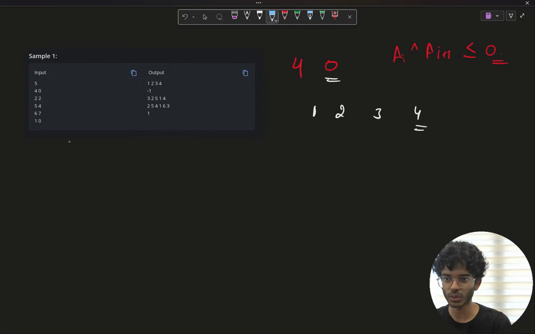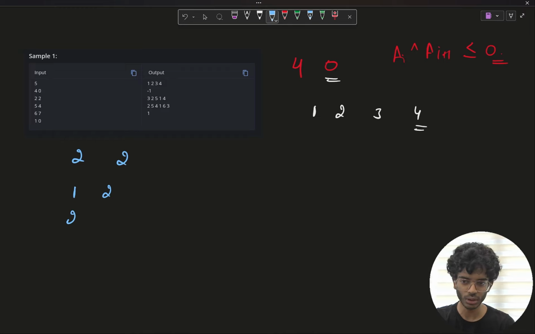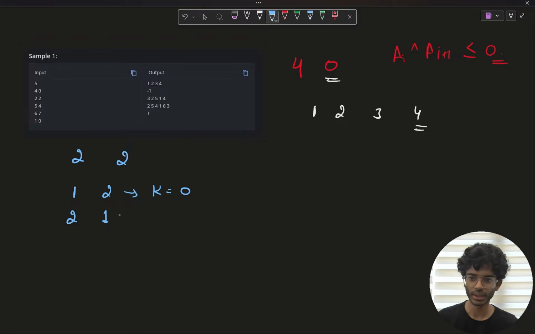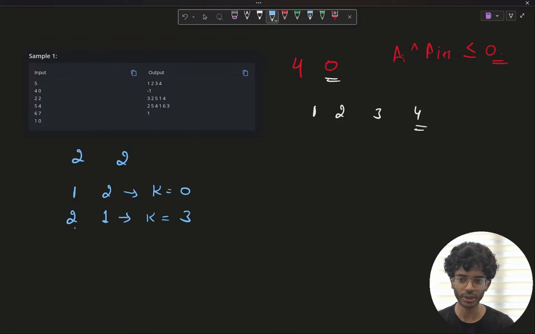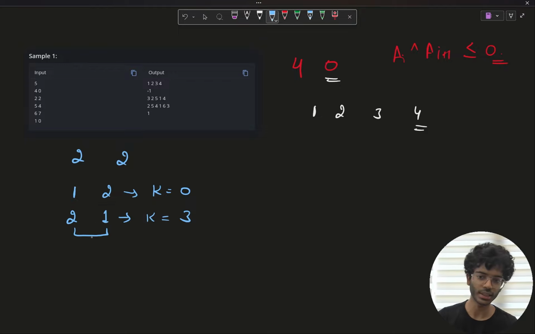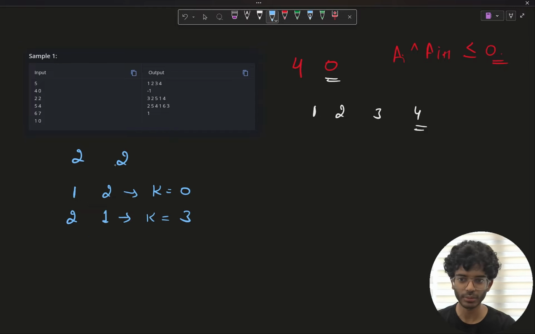In the second input, we are given 2, 2. For this test case, the only possible permutations are 1, 2 or 2, 1. In the first one, the value of k is equal to 0 because we do not need any swaps. In the second one, the minimum value of k required would be equal to 3 because we need to swap them, and 2 XOR 1 is 3. So we can see that for k equal to 2, no valid answer exists. So the answer is -1.